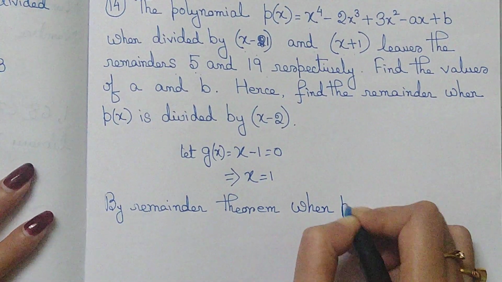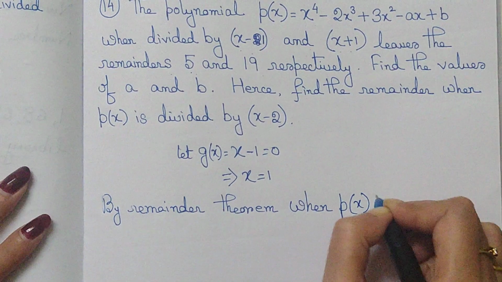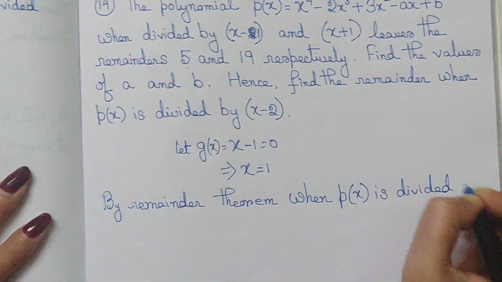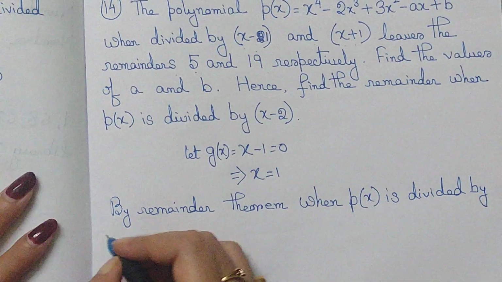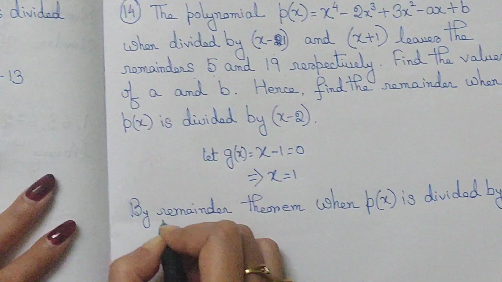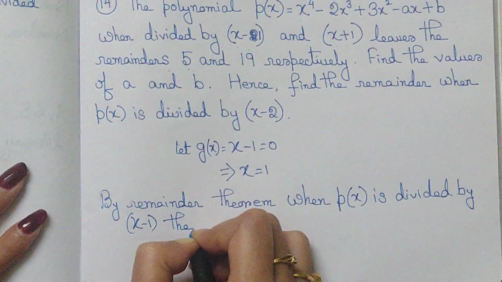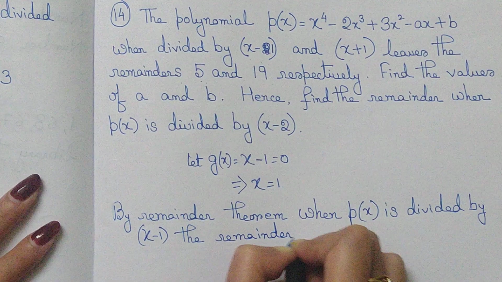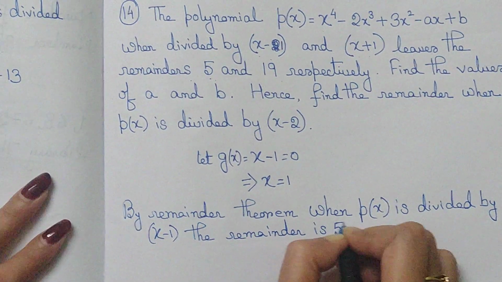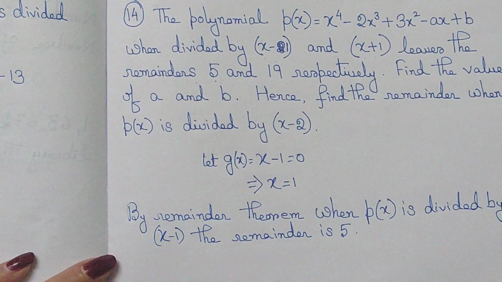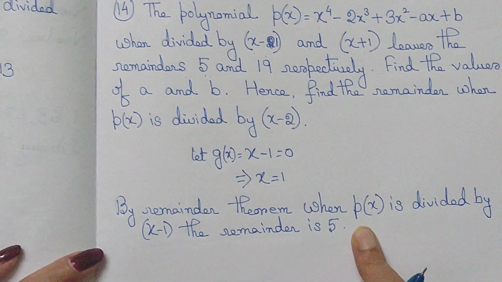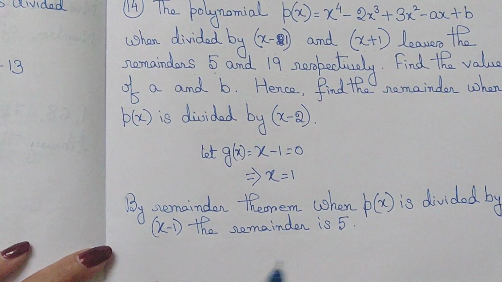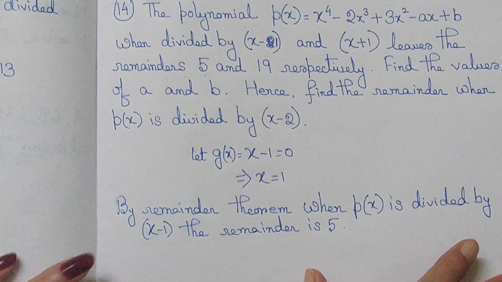When P(x) is divided by x minus 1, the remainder is 5 as per the question. So P(x) will change to P(1) because x will be substituted with 1. So let me turn the page.